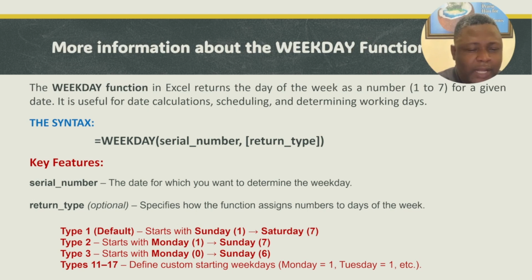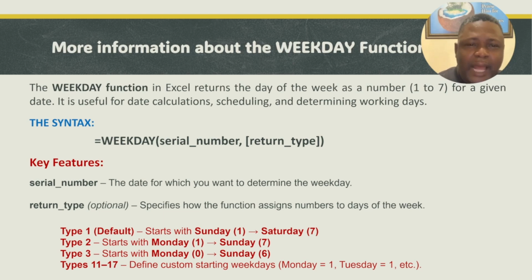Then you have type 2, which runs from Monday down to Sunday. So if it gives you 7, it means Sunday is the 7th day of the week. And then you have type 0, which starts with Monday and ends on Sunday as 6. If you use type 3, it will make Monday 0, and then Sunday will be 6.